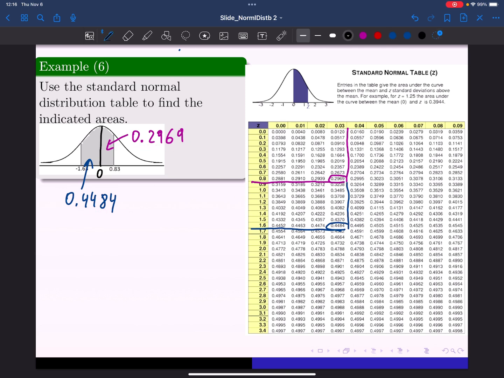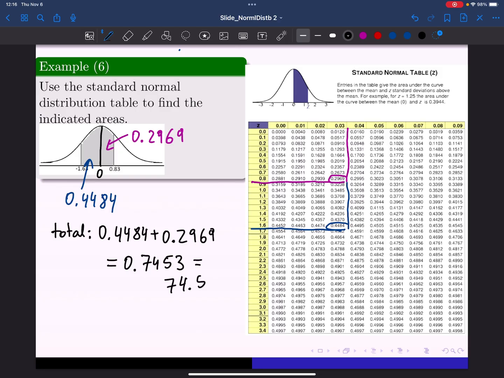Now to find this total area, we simply add those two numbers, right? So the total area is 0.4484 plus 0.2969. And if we add this correctly, we're getting 0.7453. And if we want to write it as a percentage, that would be 74.53%.